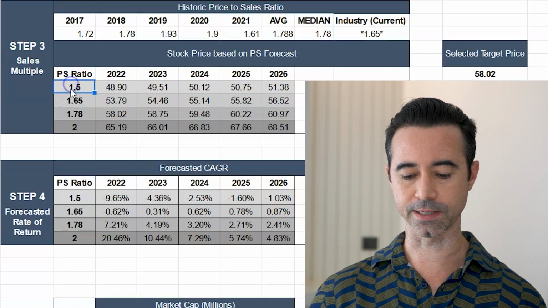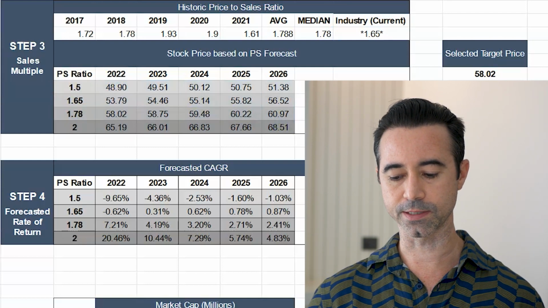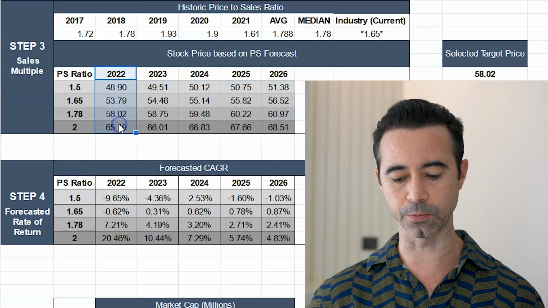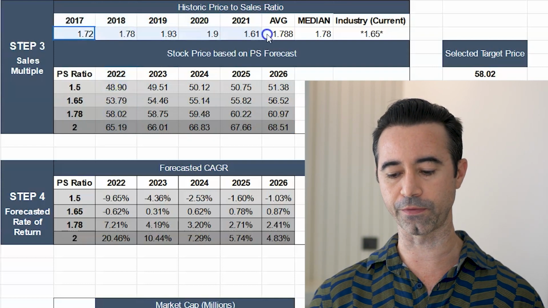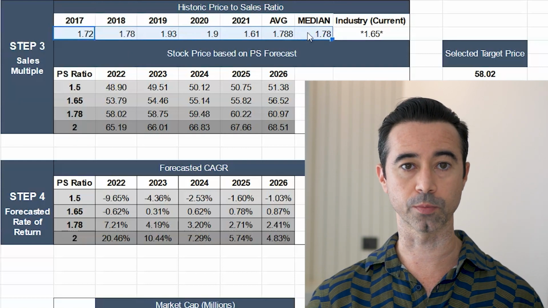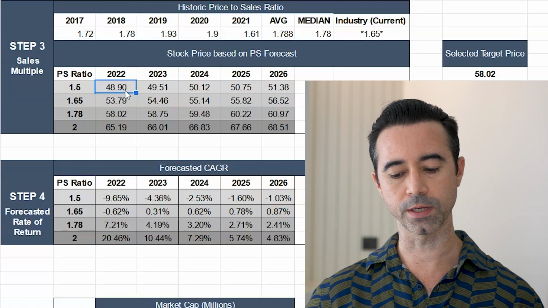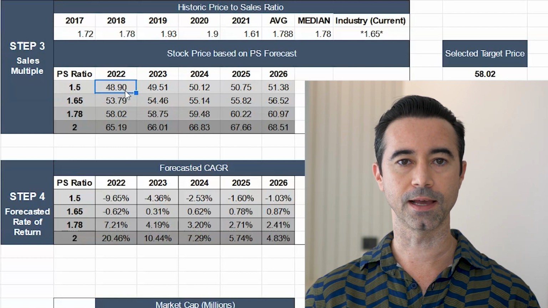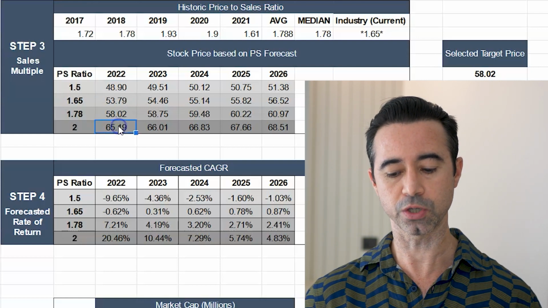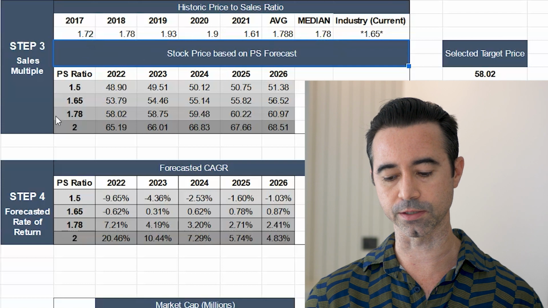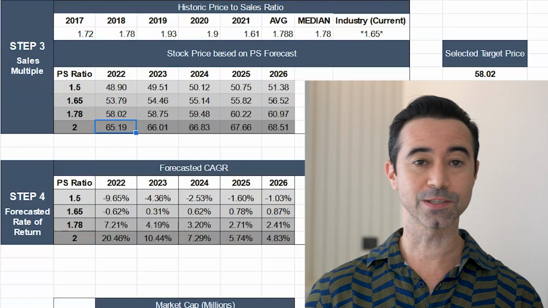And so here's our price to sales multiple options. This is a pivot table. And you can see, for example, how we read this is in 2022, if there's a price to sales multiple of 1.5, it was never 1.5 going back in this historic price to sales ratio, so that's very conservative. But if it is 1.5, it's 48.90 at the end of this year. That's the price target of the stock. But if it is instead 2, which it also never got to 2, so that's also very aggressive, then the stock is worth 65.19.